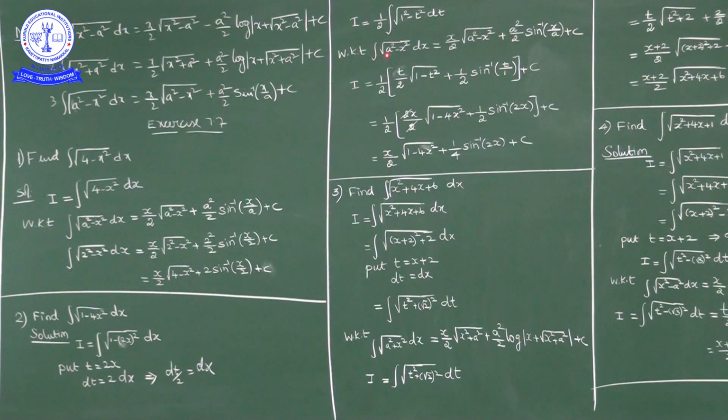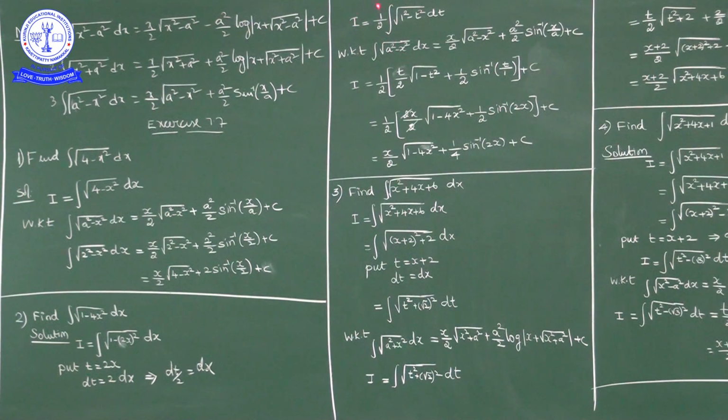So we know this formula, already we discussed: the integral of square root of a square minus x square dx is equal to x by 2 into square root of a square minus x square plus a square by 2 into sin inverse of x by a plus c. Now if you compare these two formulas, in place of x we have t, in place of a we have 1. So in this formula replace a by 1 and x by t.